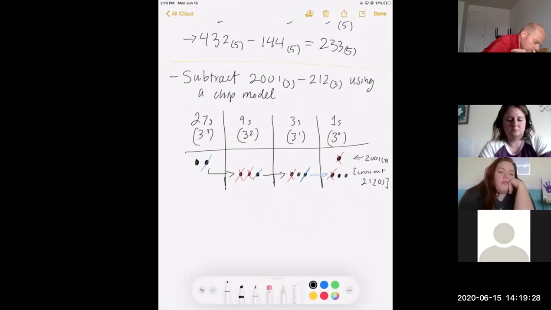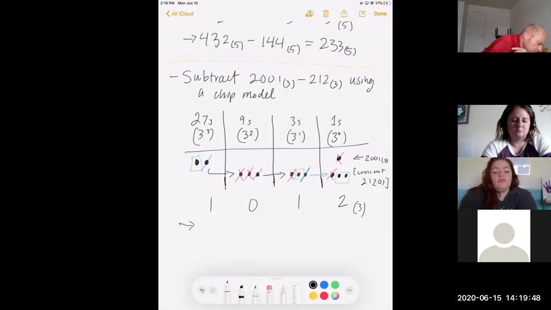What do we have left over? Investigate each column. I have 1 from the 27s, none from the 9s, and 1 from the 3s, and 2 from the 1s. So that makes 1, 0, 1, 2, base 3. Okay, so in summary, 2001 base 3 subtract 212 base 3 is equal to 1012 base 3.